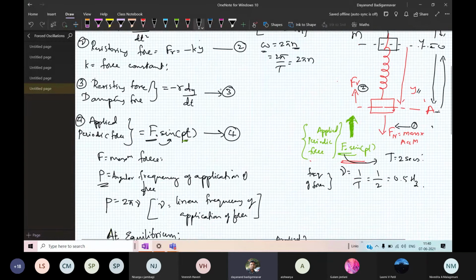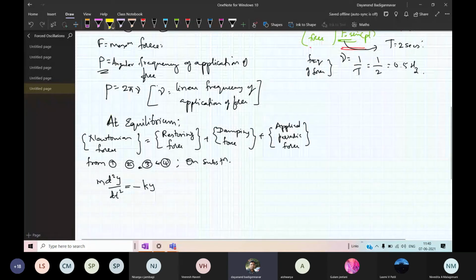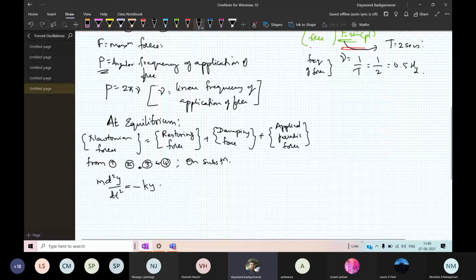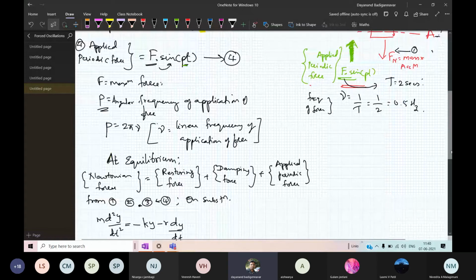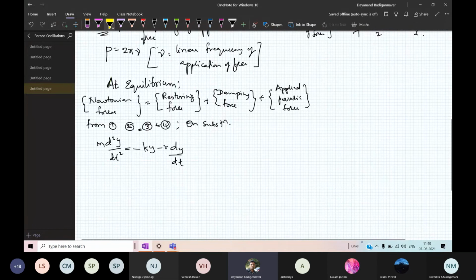Look here, the damping force is equation number 3, and it is minus r into dy by dt. And the last one is the applied force, equation number 4. You write the applied periodic force, which gives plus F into sine of pt. Now on rearranging, that's all.